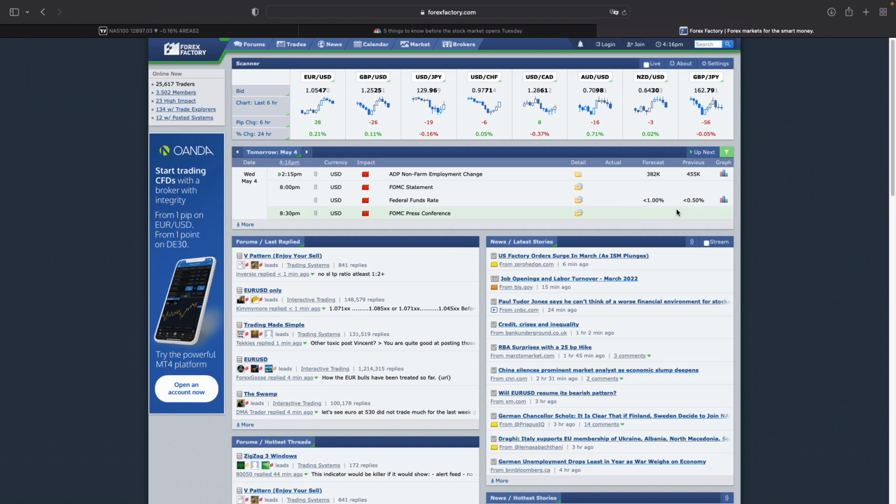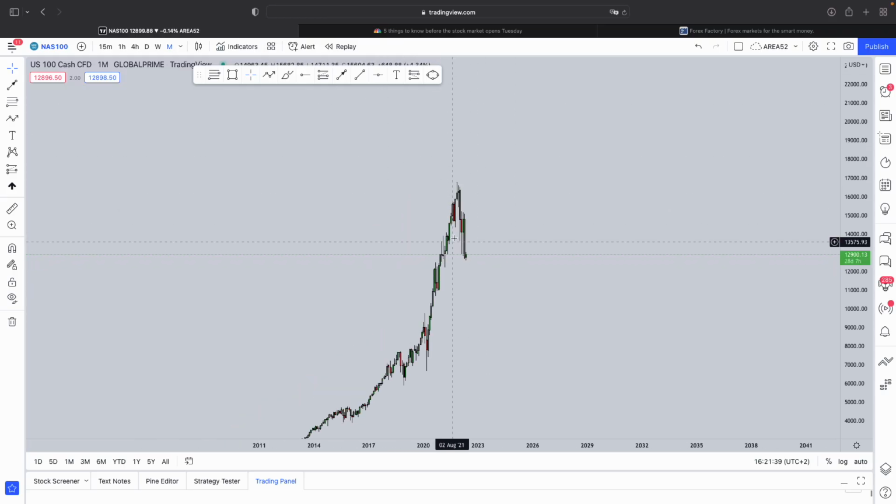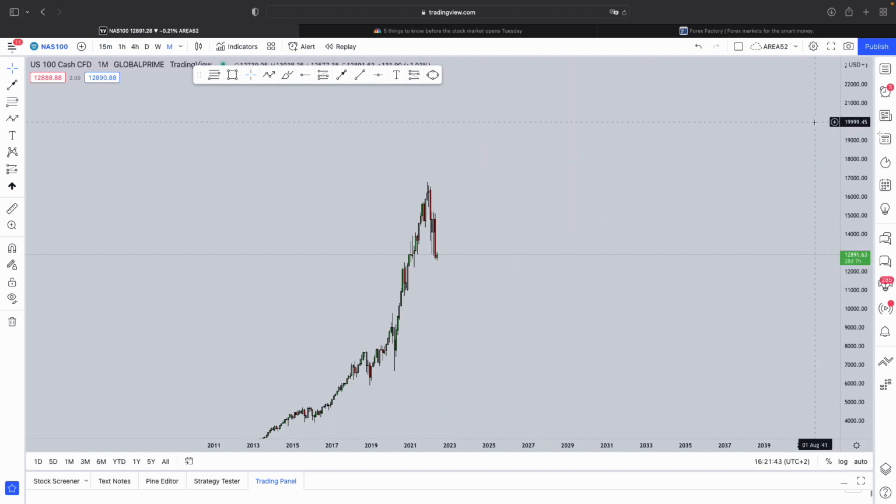Now, this is what we're expecting. Yesterday we were sitting at alpha basis points. We're expecting the Federal Reserve to hike interest rates by another alpha basis points, and as a result of that, we're expecting the stock market to continue the rally to the downside. Now let's start with the technical analysis.